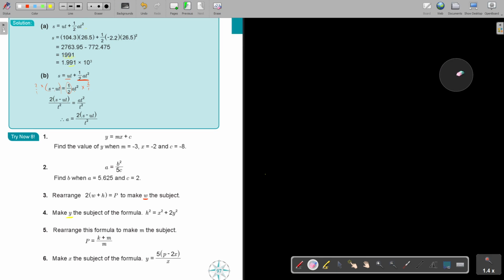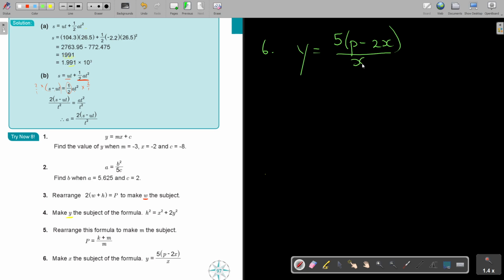Okay. So number 6, make x the subject of the formula. So again, as I said, don't do too many things. Just first always get rid of fractions. And it's always nice if you already see that it's one term equals one term. So I can cross multiply. So I can say yx equals, cross multiply, 5 times p minus 2x. Now don't forget who must become the subject: x.